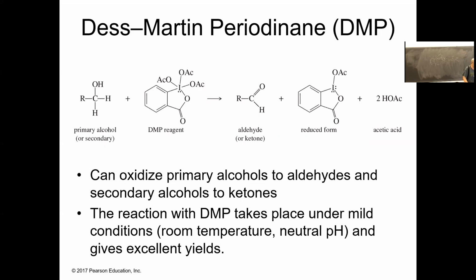Okay, another way of oxidizing primary or secondary alcohols is to use this reagent. It's a high valent iodine reagent. It's called the Dess-Martin periodinane, or DMP. This takes place under mild conditions, room temperature, neutral pH, and it gives really good yields.